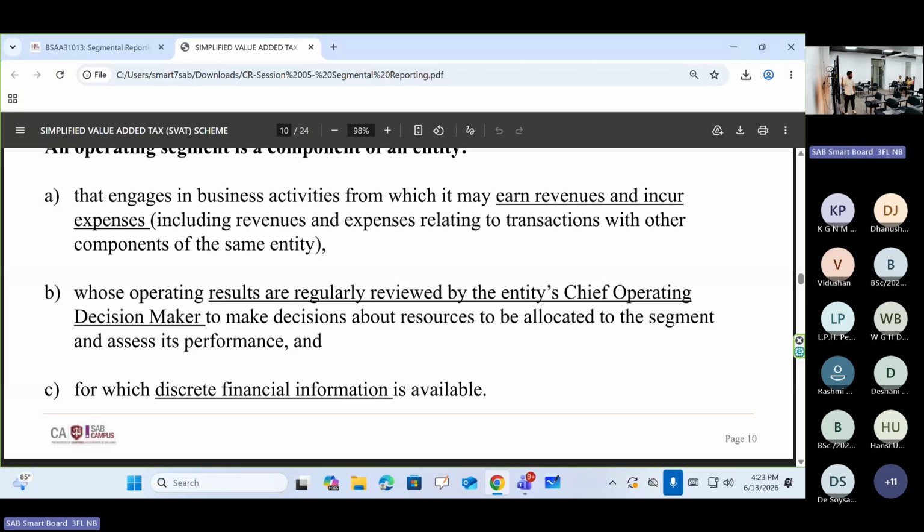So these financial results will be reviewed by the chief operating decision makers, maybe the CEO, maybe the CFO, who will evaluate them separately. That's the second criteria. Third, there should be separate financial information to identify this. They are earning income and incurring expenses separately, and that information should be generated separately. Then and there, you can identify this as an operating segment.